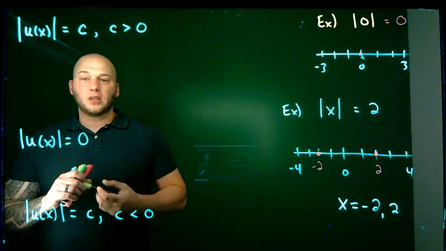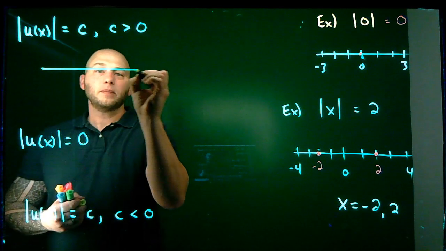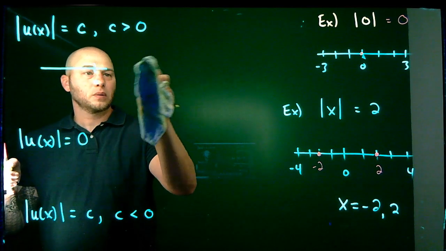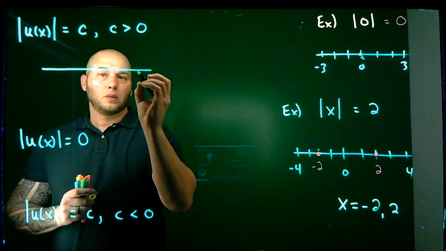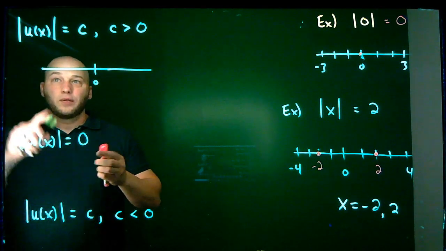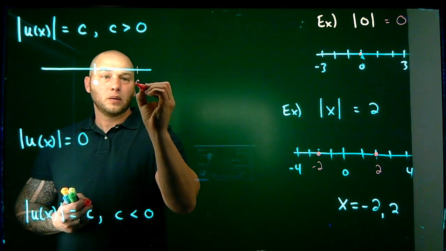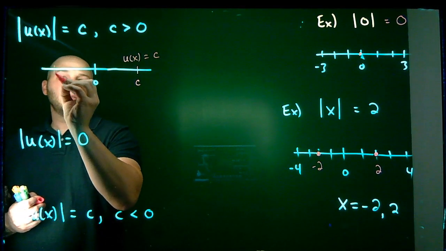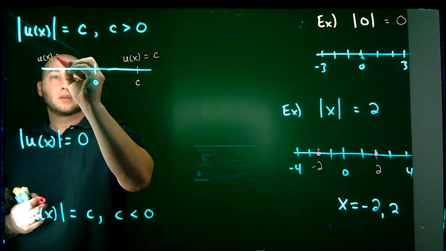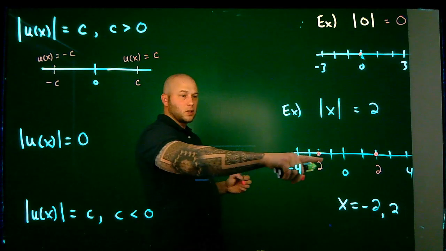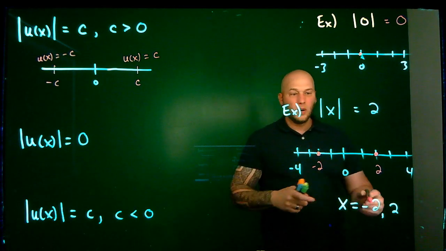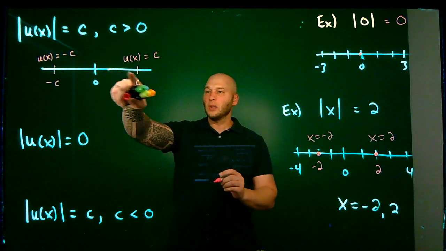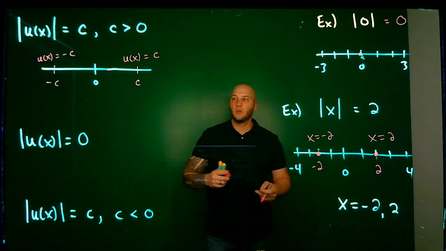If u of x is equal to c, then that means that on my number line, actually, let me put this without tick marks. The value of u of x itself could be positive c, or over here at negative c, u of x could be negative c. Just like in this previous example, if the absolute value of x itself is 2, then x could be 2, or x could be -2. So I've got 2 different locations on the real line that the value of u of x could be equal to.